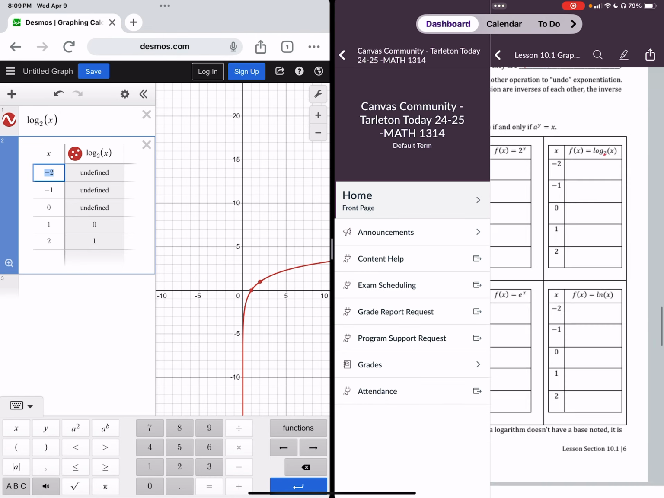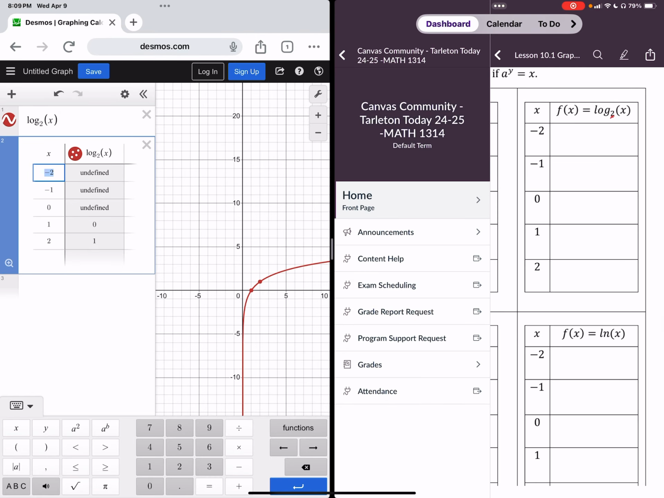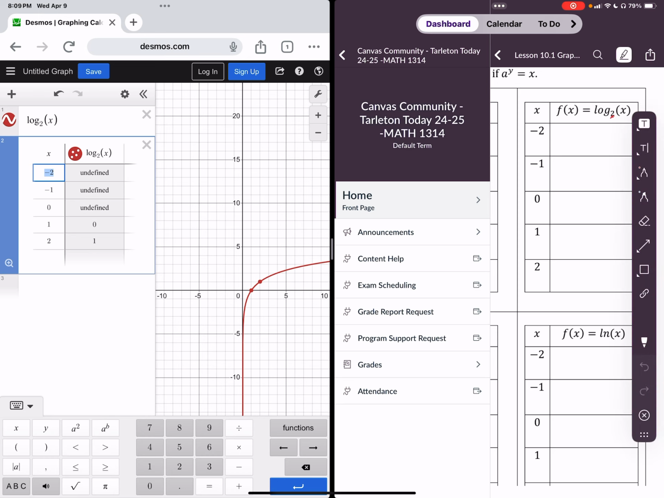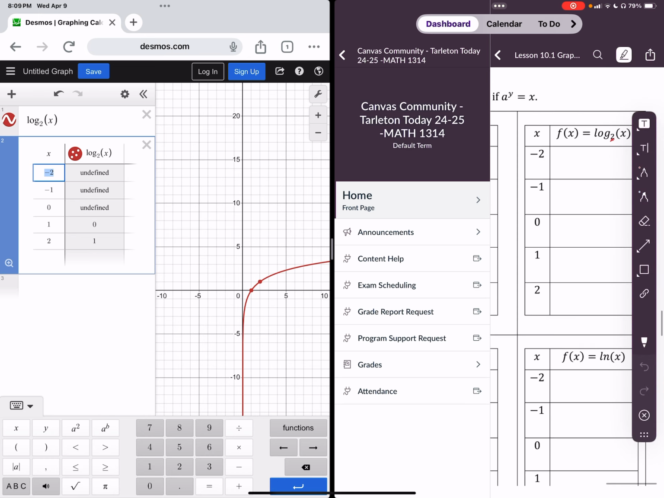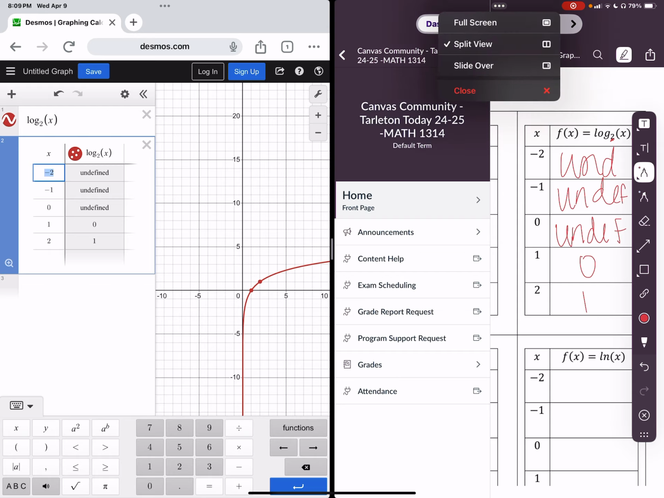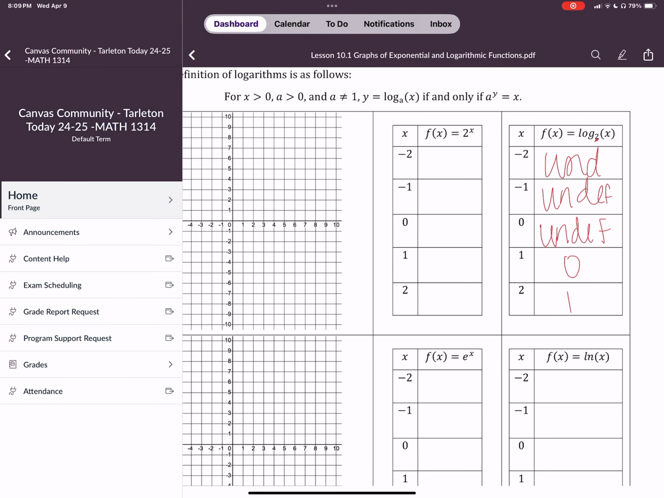Okay, so your table here for log base 2, we're going to do -2, well, sorry, that's undefined. And this is just off the table. Undefined, and then 1 is 0 and 2 is 1. Full screen. Now you can do the 2 to the x power. You can do that easy in your calculator.